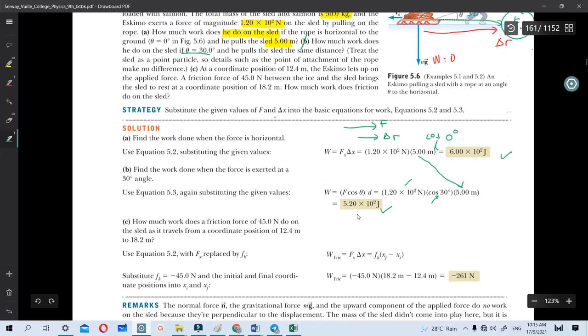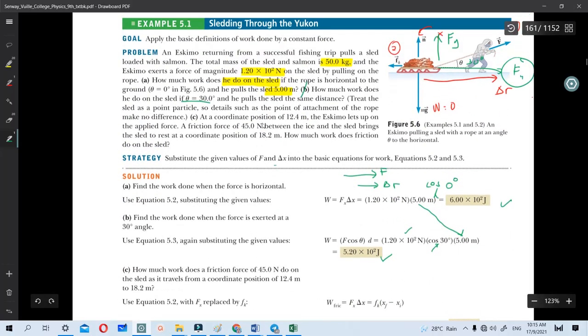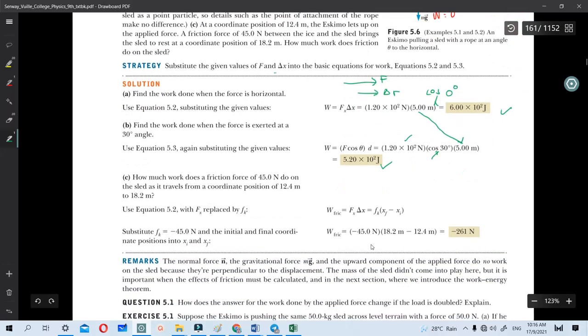Now the next one is, okay, this is a little bit higher. Alright, but never mind. At a coordinate of 12.4 meter, the Eskimo lets up on the applied force. Maknanya force dah tak ada. A friction of 45 Newton between the ice and the sled now brings the sled to rest at a coordinate position of 18.2. Maknanya bila friction start? Pada 12.4 and also 18.2. So together differences diorang adalah 18.2 tolak 12.4.